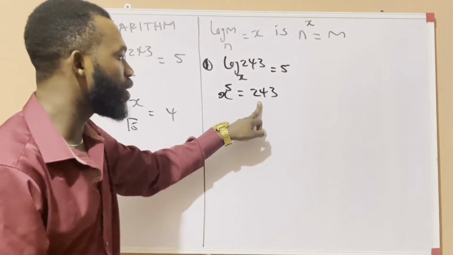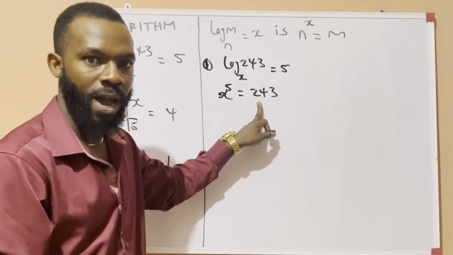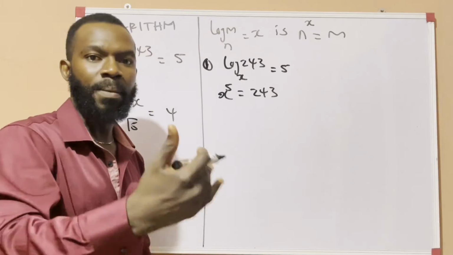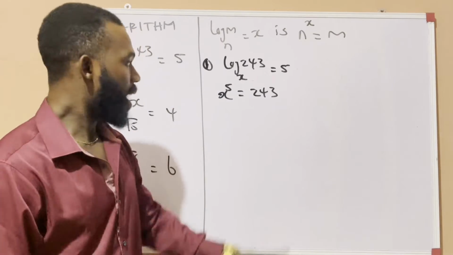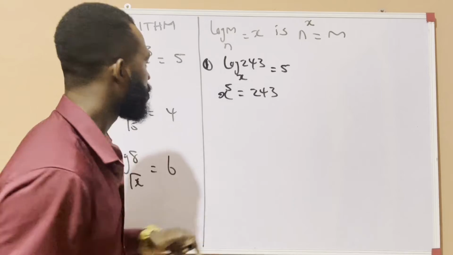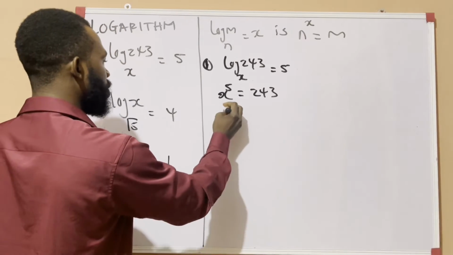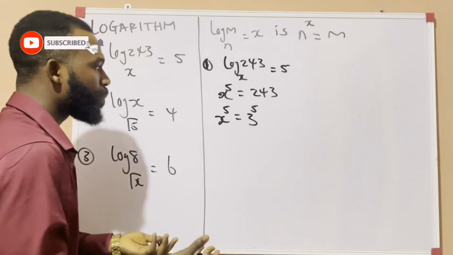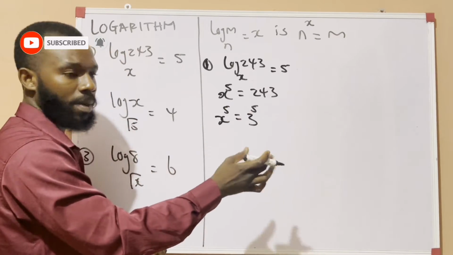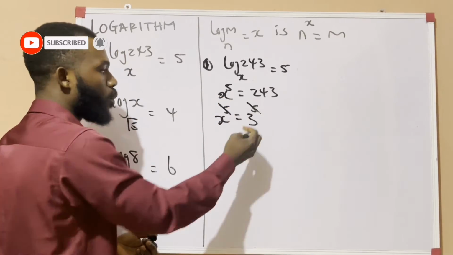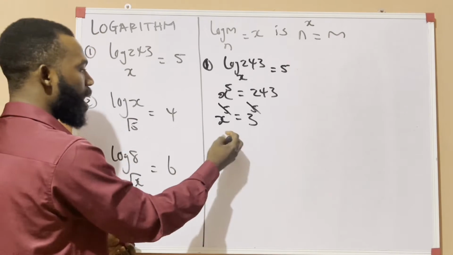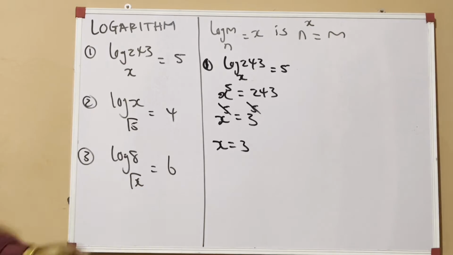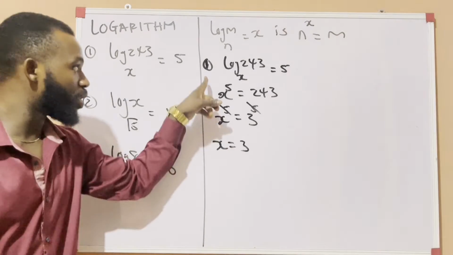And we all know 243 is the same thing as 3 raised to the power 5, because when you say 3 raised to the power 5, it simply means 3 times 3 times 3 in 5 places. And that will give us 243. So here now becomes x raised to the power 5 is equal to 3 raised to the power 5. Now class, because the powers are the same, power 5 will cancel out power 5. So what do I have? x is equal to 3. So that is the value of x in question number 1.